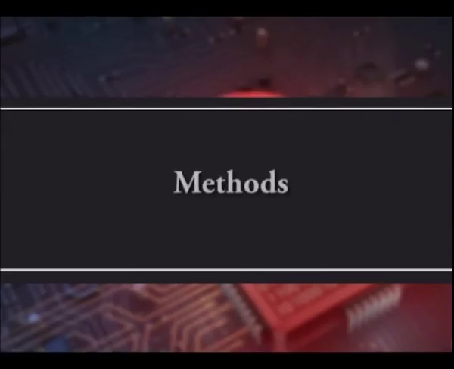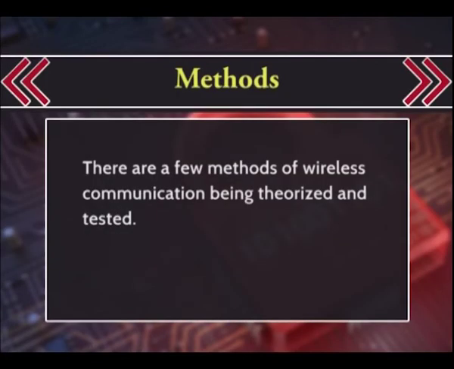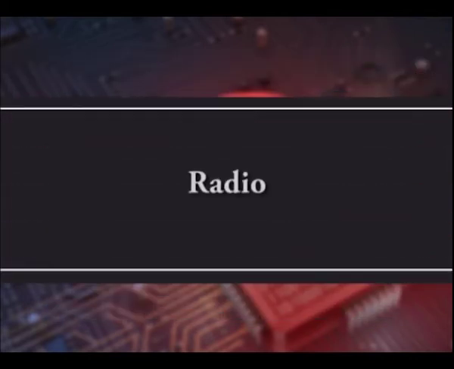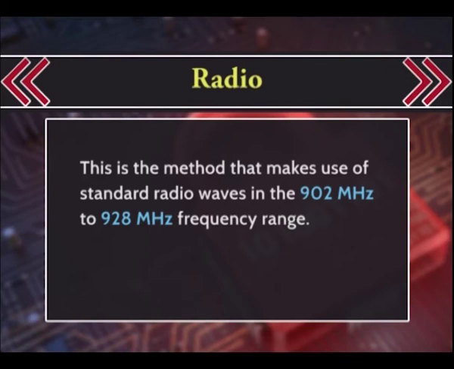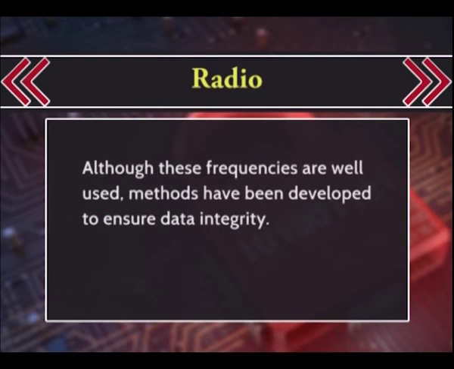Then we will discuss certain methods of international standards. There are a few methods of wireless communication being theorized and tested. The very first one is the radio. This is the method that makes use of standard radio waves in the 902 MHz to 920 MHz frequency range. Although these frequencies are well used, methods have been developed to ensure data integrity.